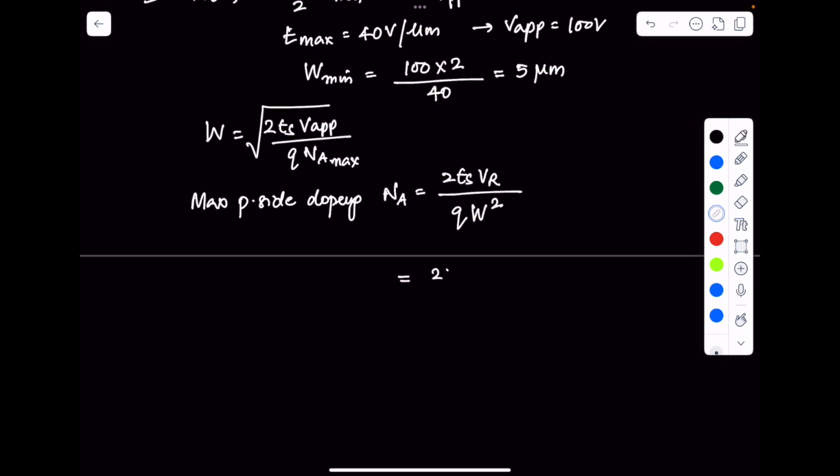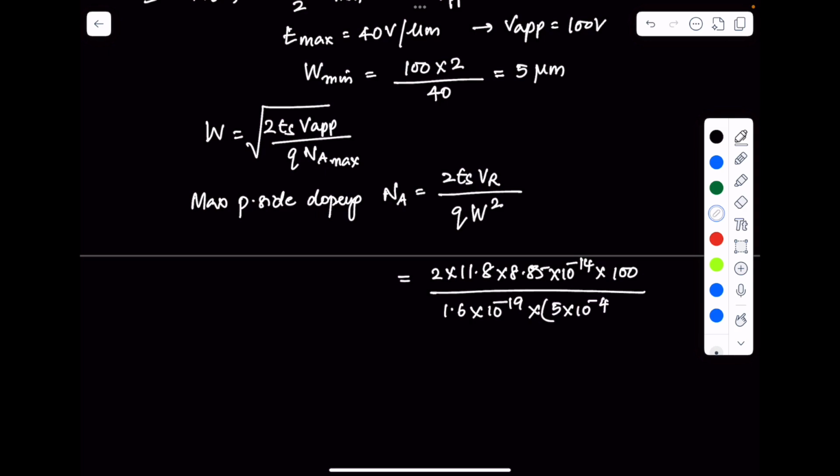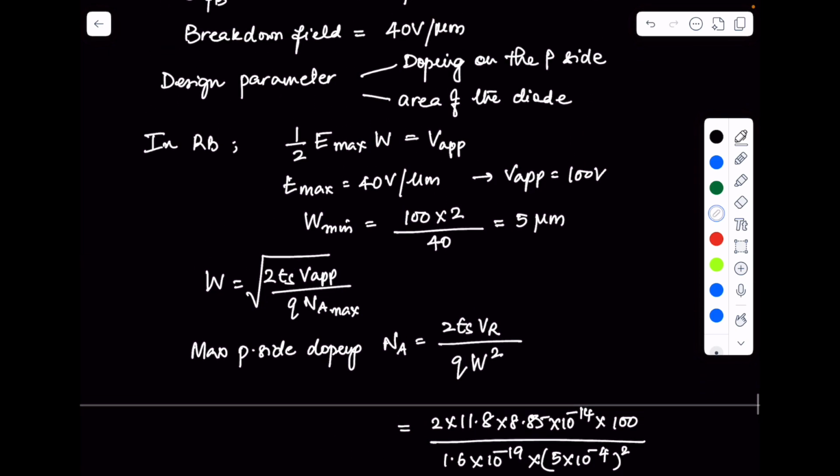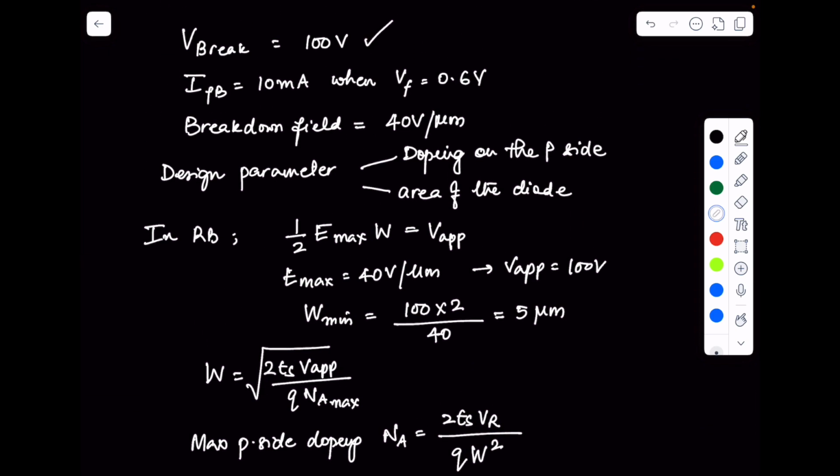This is going to be 2 into 11.8 into 8.85 into 100 divided by 1.6 into 10 power minus 19 into 5 into 10 power minus 4 the whole squared. And this works out to 5.2215 into 10 power 15 per centimeter cube. So this is the doping on the P side of the P plus N junction. So the two conditions we needed to meet were the breakdown field and this, and using them we were able to establish the doping concentration.